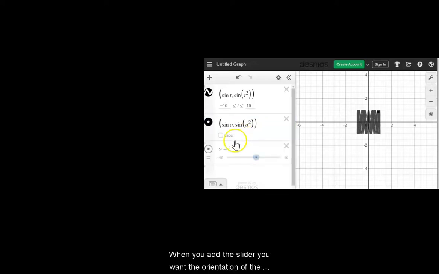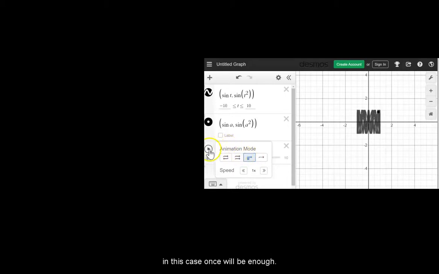When you add the slider, you want the orientation of the slider to match the orientation of t from -10 to 10. We want to only graph in the forward direction, and I think in this case, once will be enough. Since this one is going to be graphing for a very long time, we could actually increase our speed and make it go twice as fast.